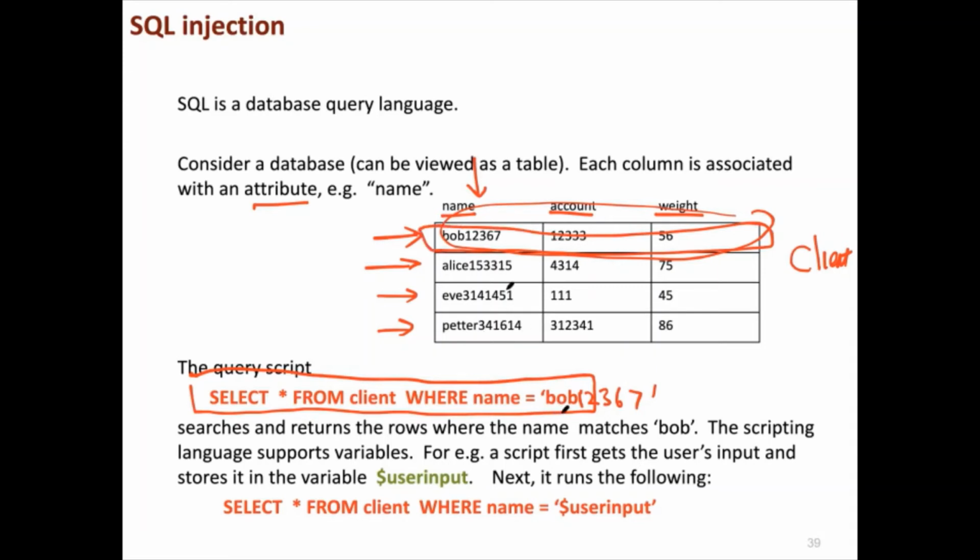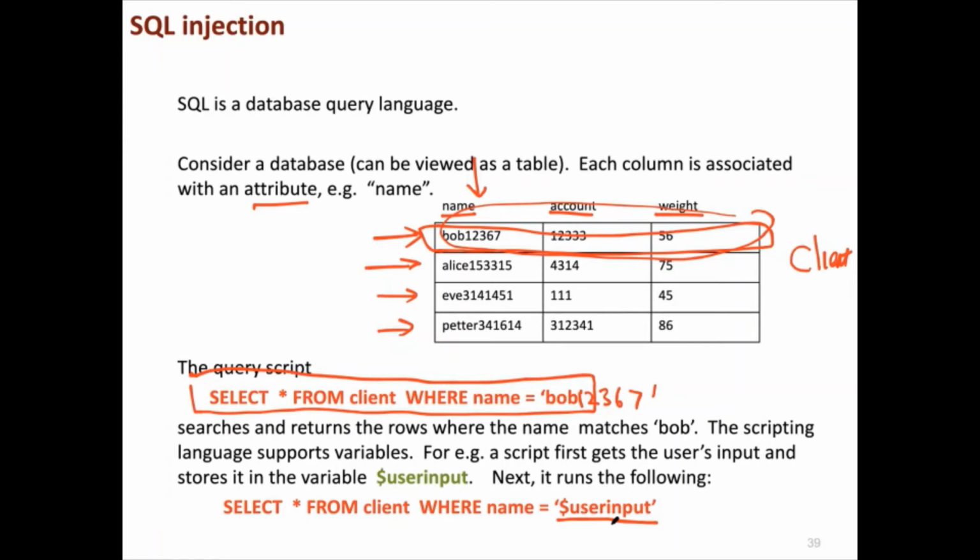SQL allow some variables. For example, you can have a syntax like this: select star from client where name equal to user input, where user input is a variable, and this user input is supplied by the user. So for example, you let the user key in the names, and then he will select the record where name equal to whatever specified by the user.